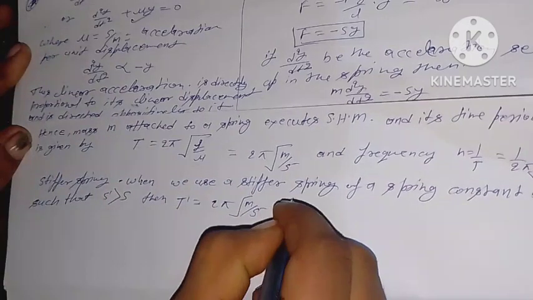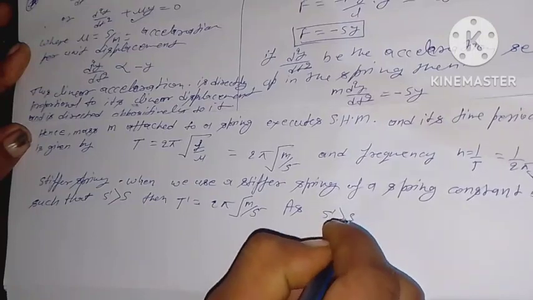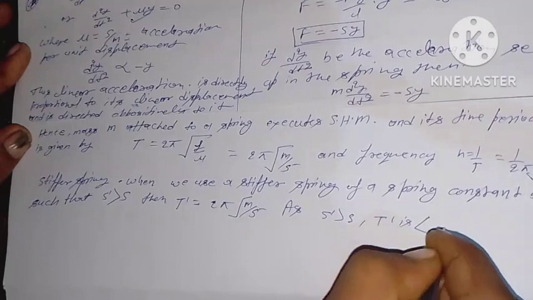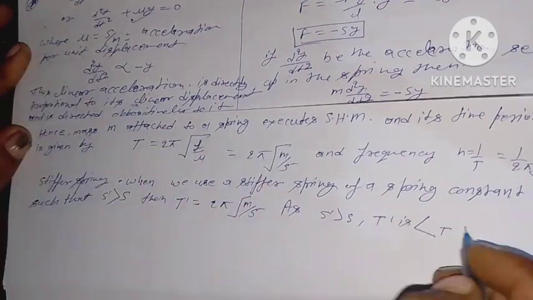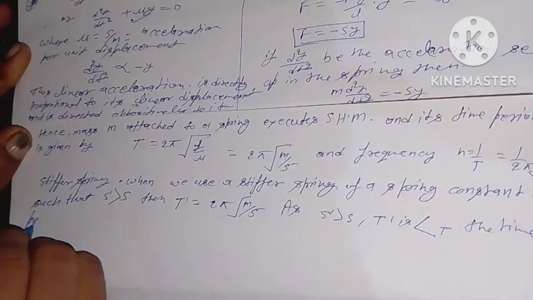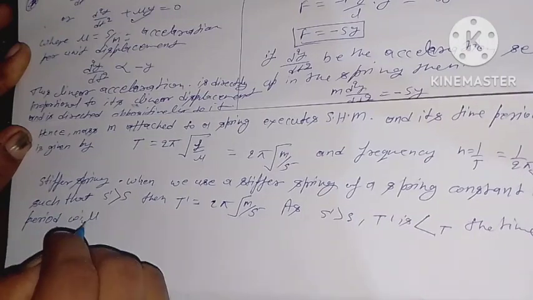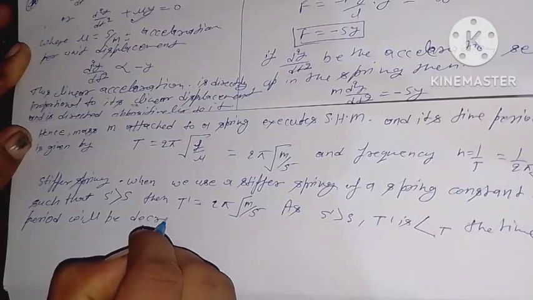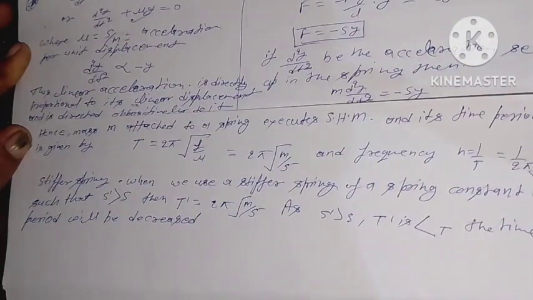As s dash is greater than s, then T dash is less than T. The time period will decrease.